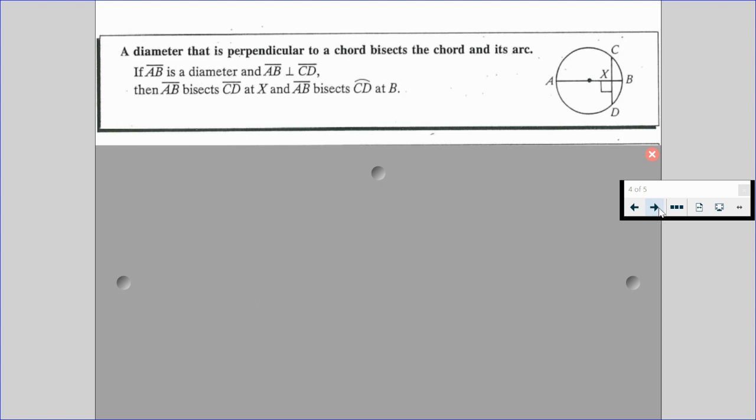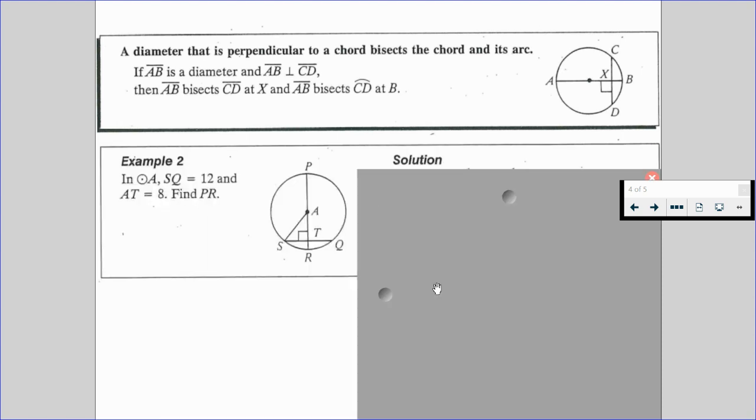So a diameter that is perpendicular to a chord bisects the chord and its arc. So if segment AB is a diameter, and segment AB is perpendicular to segment CD, then segment AB bisects segment CD, and segment AB bisects arc CD at point B. So a diameter that's perpendicular to a chord bisects the chord and its arc. So AB is our diameter of the circle. It's going to bisect chord CD, and point B is going to be cutting arc CD in half as well, which leads us into example number 2.